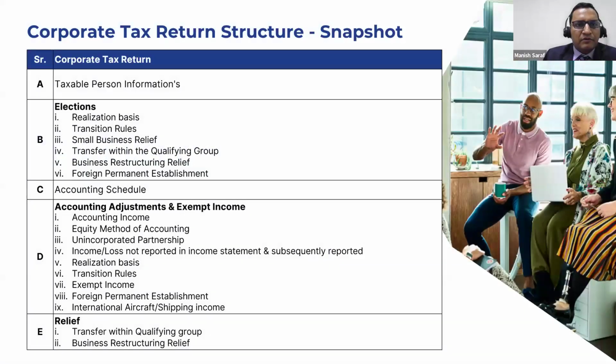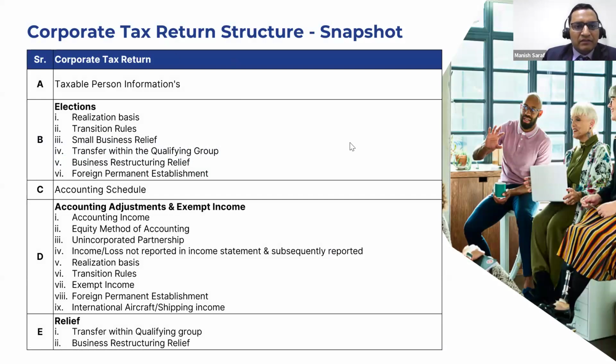Yeah, thanks, Pragati, for taking us over the connected party transfer pricing regulations. So this is basically with respect to, as we started with, how the corporate tax return looks. This is just a summary. It starts with the taxable person information and then different elections which we spoke about, covering realization basis, transition rules, small business relief, and then the accounting schedules, the income and your P&L and balance sheet items, the adjustments which take place, and the reliefs which we have.